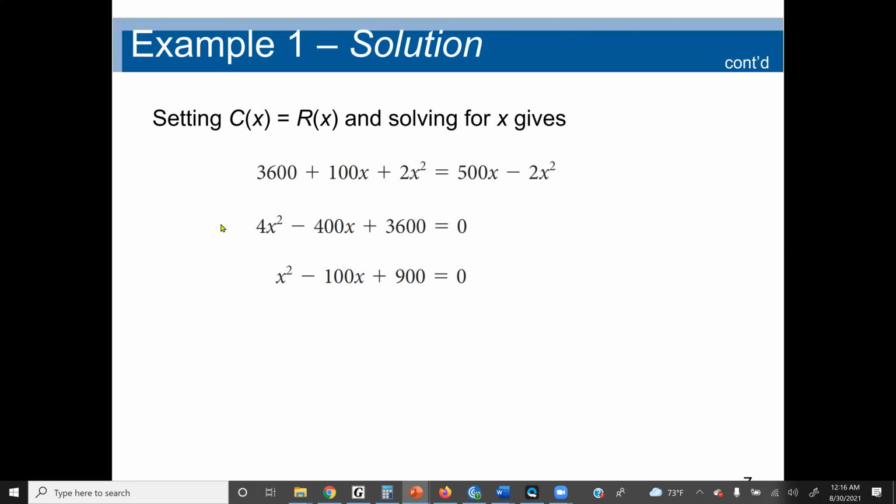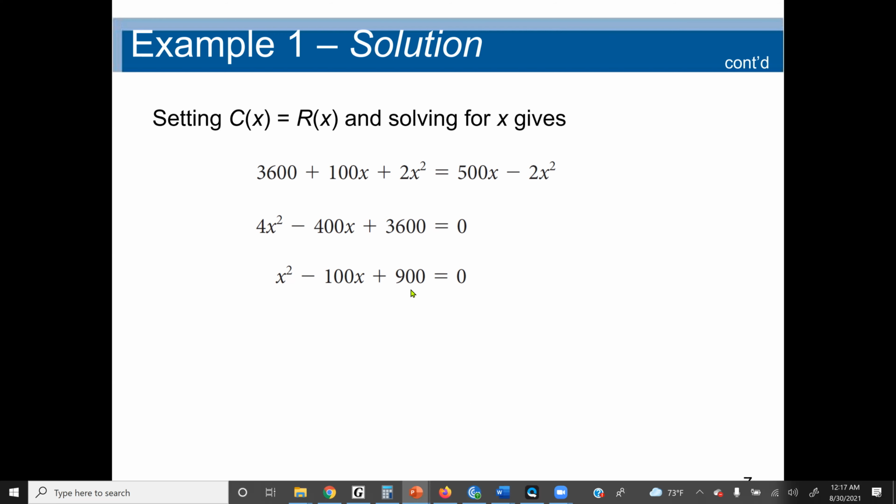So first we divide the whole equation by 4, since 4 can go into 4x squared, it can go into 400, it can go into 3,600. So again, we divide the equation all by 4. So we get x squared minus 100x plus 900.